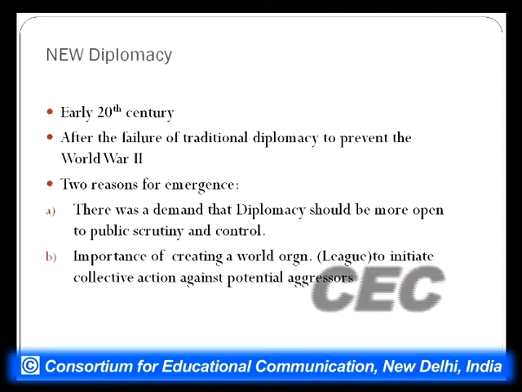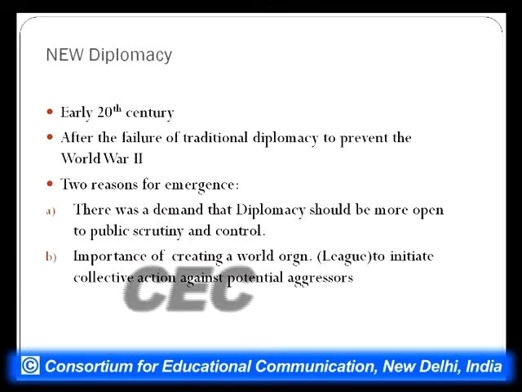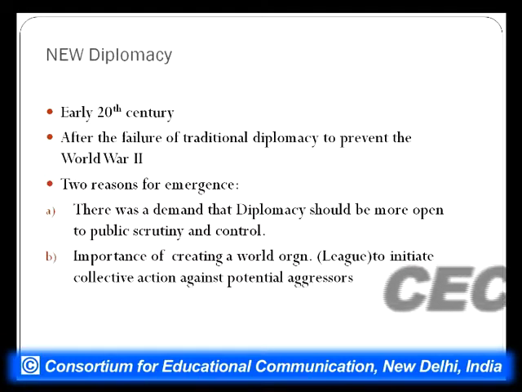There were mainly two reasons for the emergence of new diplomacy. One was that there was a demand the world over that diplomacy should be more open to public scrutiny and control, and it should also reflect public opinion.